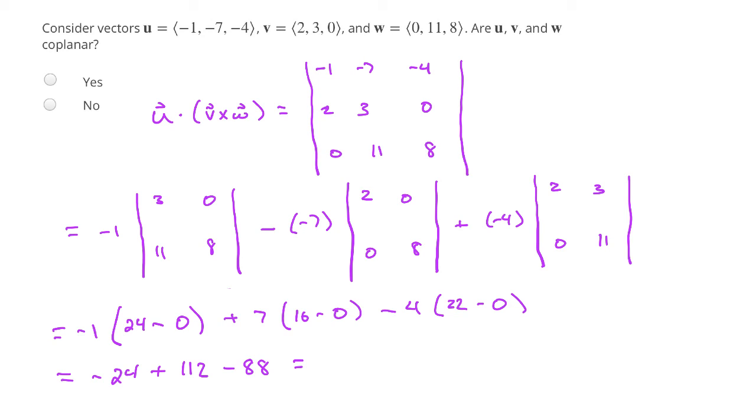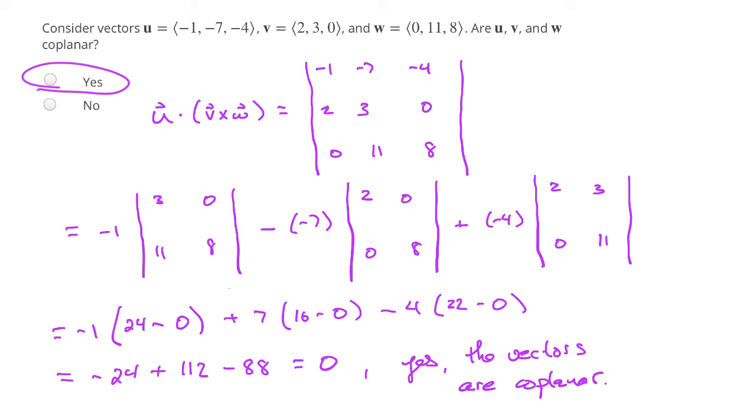Well, when we add these together, sure enough, we do end up with a value of 0, and so, yes, the vectors are coplanar. And so we found our answer.